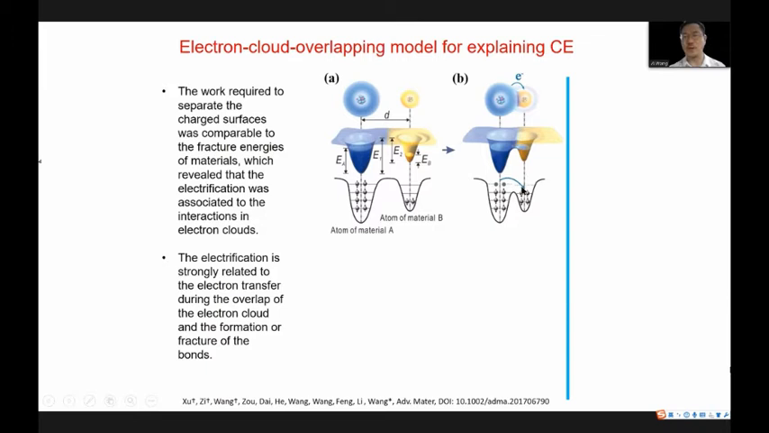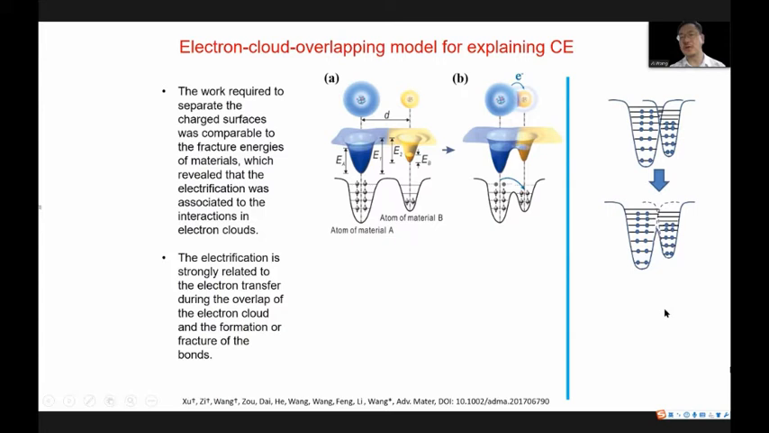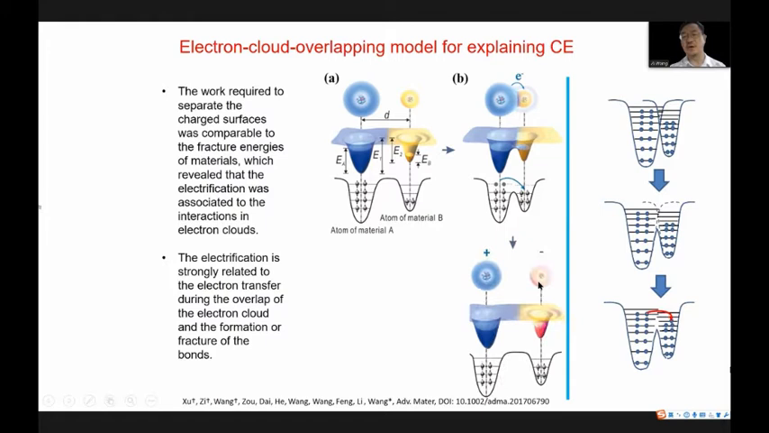This is the bonding atom with electrons here, and this is the other bonding atom here. Then you bring them together, and the new potential lowers the barrier, so electron transfer can occur. This electron transfer is triboelectricity. You can use this model to explain solids, liquids, gases, or a liquid and a gas. In such a case, the electron remains on one atom, and the other one will have positive charge, the other negative charge.